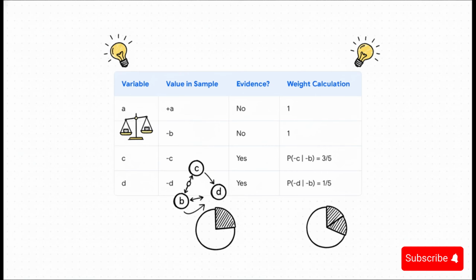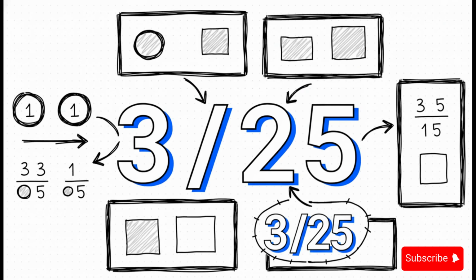Now for C. Is it evidence? Yes, it is. To find its weight, we look at its parent in the network, which is B. In this sample, B is false. So we go to our tables and ask, what's the probability of not C given not B? The table tells us it's 3/5. We do the exact same thing for D and find its probability given not B is 1/5. Now to get the total weight for the whole sample, we just multiply those numbers together. So 1 times 1 times 3/5 times 1/5, which gives us a final weight of 3/25 for our first sample.